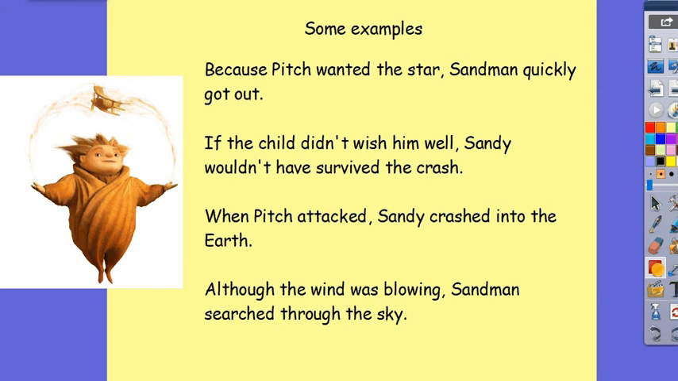So the bit that makes sense on its own, which is the main clause in this sentence, is Sandman quickly got out. Oh no, that's a banned word, isn't it? We'll have to replace that in a minute. Okay, let's copy that. So Sandman quickly got out. That bit makes sense on its own, if it uses a poor verb to do it. The bit which is our subordinate clause is this bit here.